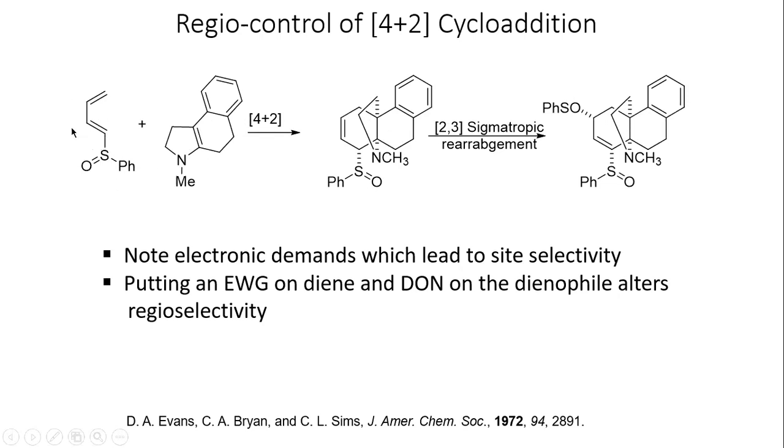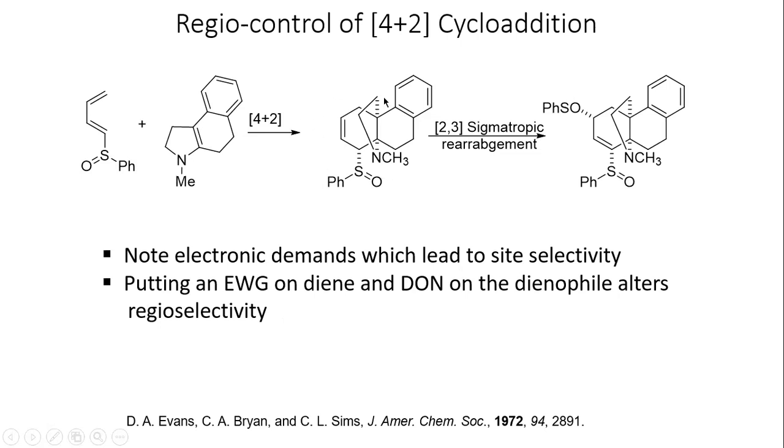Right. So if you look here, it's really set up like an inverse demand, right? So this is an electron withdrawing group or an acceptor, and then over here you have a nitrogen that's bonded to your dienophile. So nitrogen is a good donor. So you expect it to be like inverse demand 4+2. So that's what's going to dictate the regiochemistry, right? So you're going to alter that regioselectivity by putting these groups on here. And so that's what they were able to do.